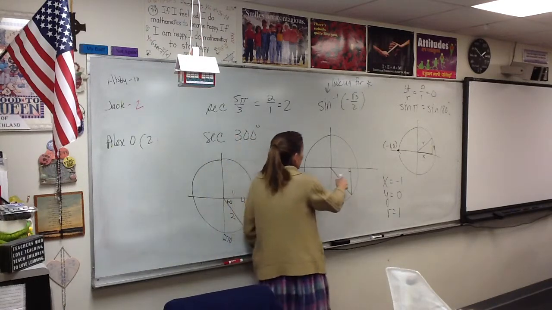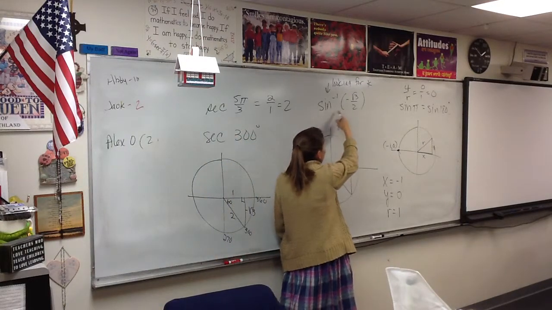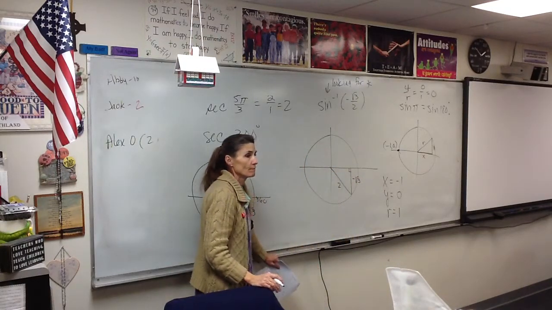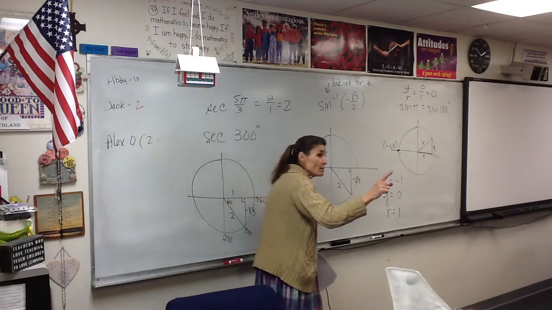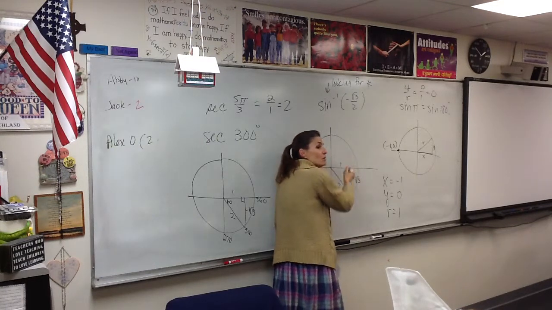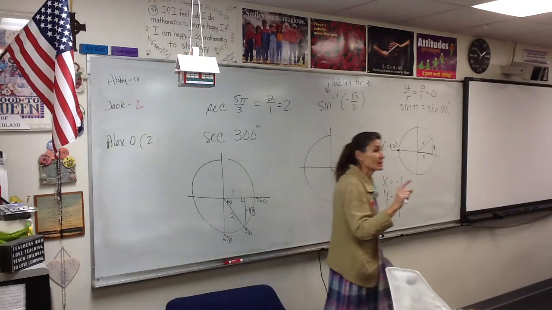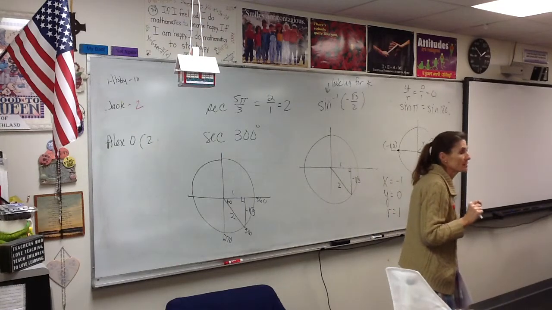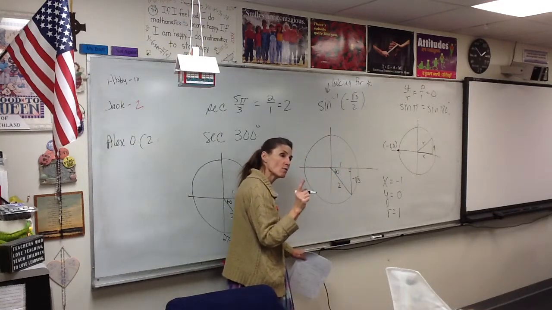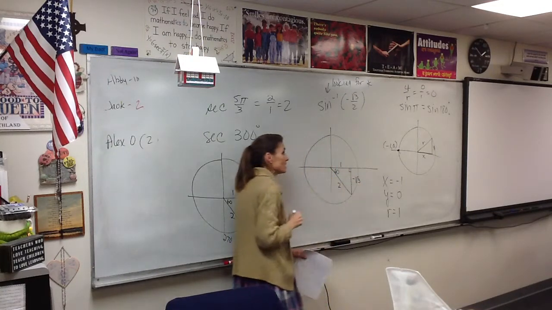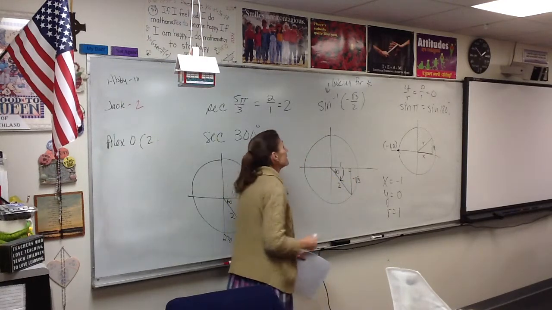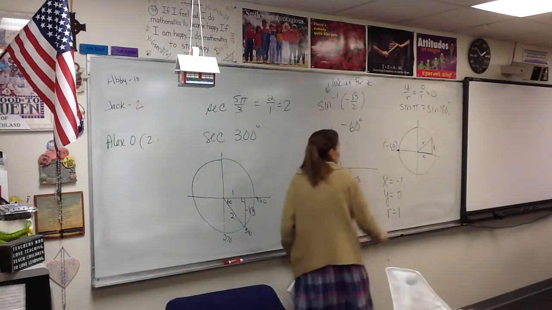Tell me about this triangle. The sine is negative root 3 over 2. What do I know if that's a 2 and that's a root 3? This has to be a 1. If I haven't given you a calculator, these will be special triangles. This has to be 60 degrees. How do I know that? Because it's across from the root 3. The answer to the question is negative 60 degrees.